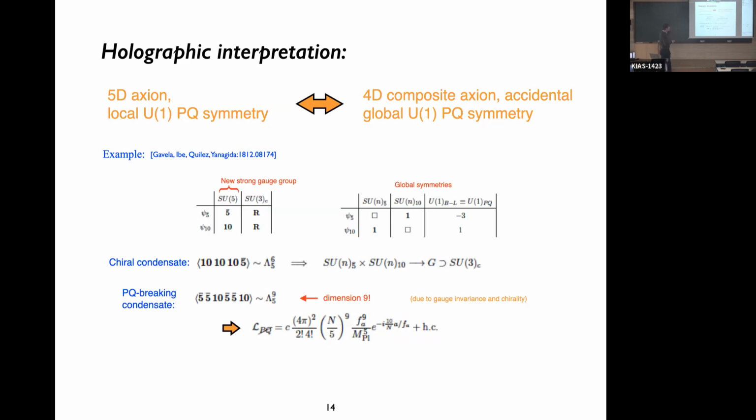But when we wrote our paper, we came across this paper by Gherghetta and collaborators here, where they actually constructed a 4D composite axion model, which actually had an accidental Peccei-Quinn global symmetry. And it was just having an SU(5) gauge dynamics. And all you do is you use gauge invariance and chirality, and you find that the first PQ breaking fermion condensate shows up at dimension 9. And that's just coming from gauge invariance.